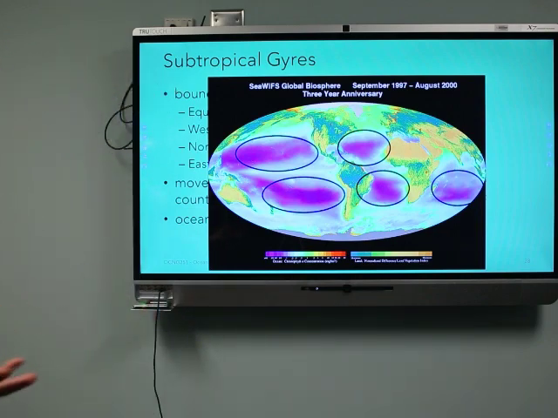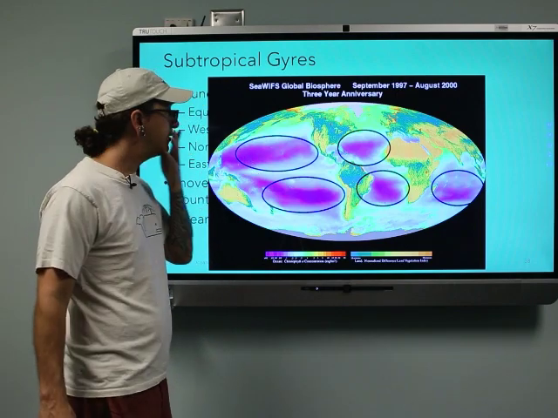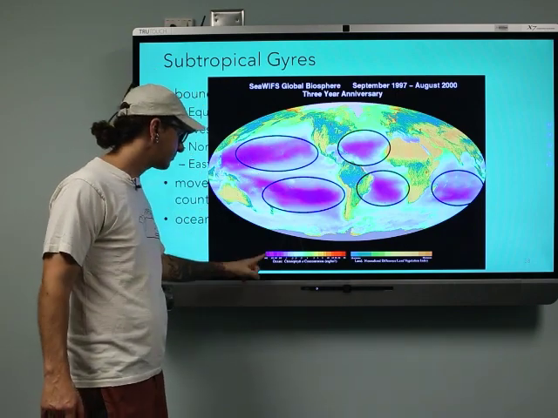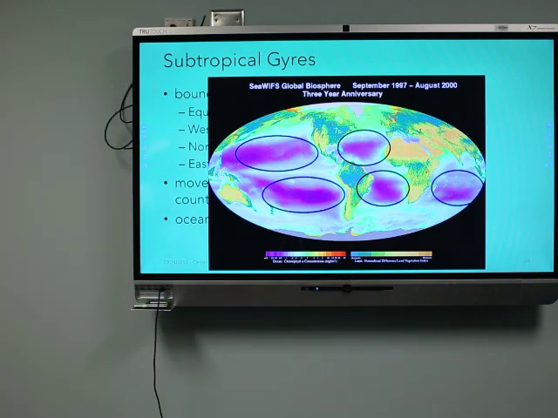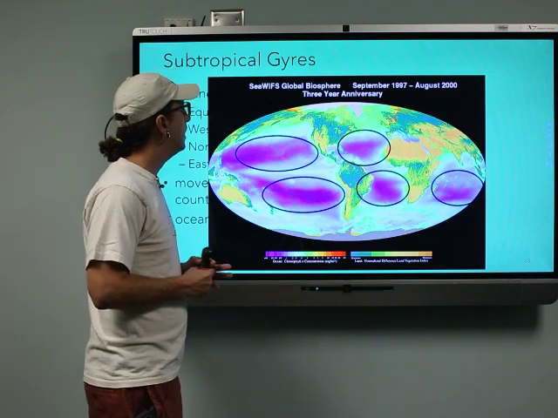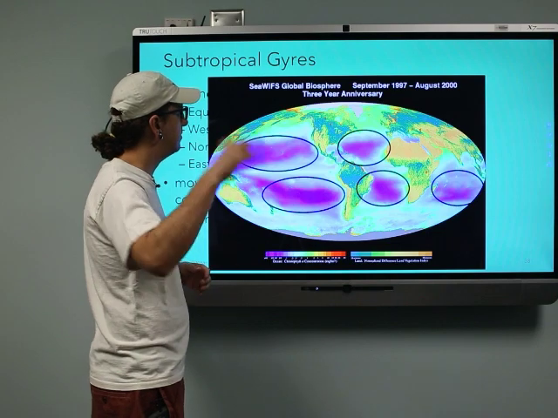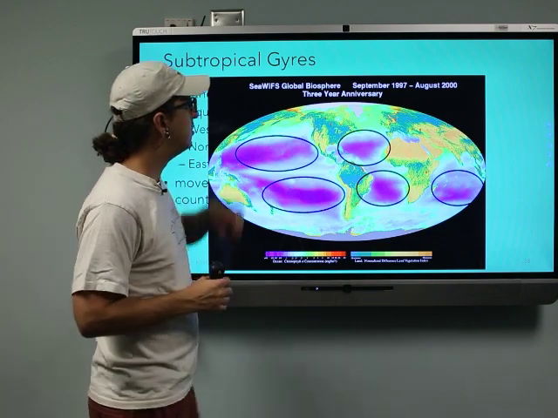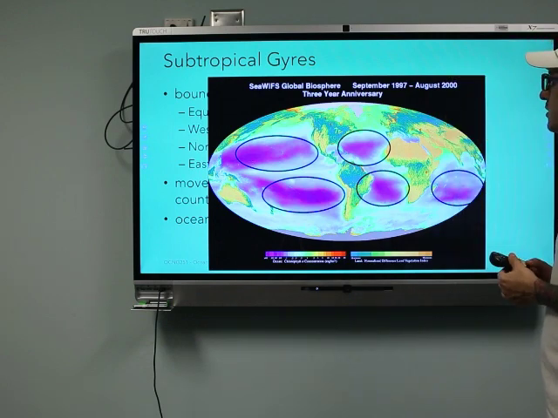But more importantly, so that's where they are. I had pointed them out on one of the earlier slides. Again, centered around 30 degrees latitude. The colors that you're seeing here are chlorophyll A concentration. This is something called the SeaWiFS satellite, which is what's generating this data. So it's the global biosphere. SeaWiFS was a satellite that went up and measured chlorophyll from space.